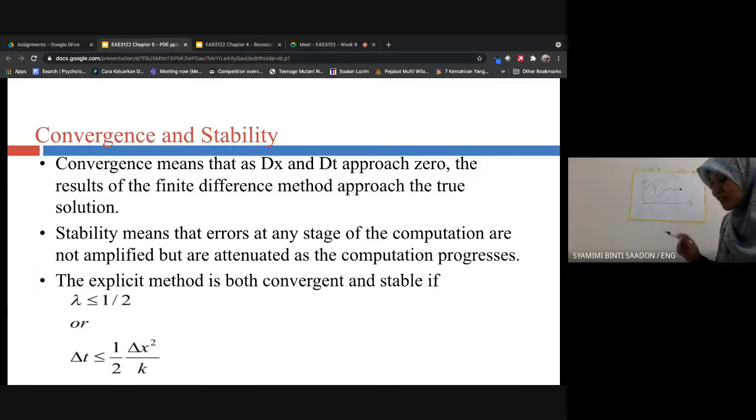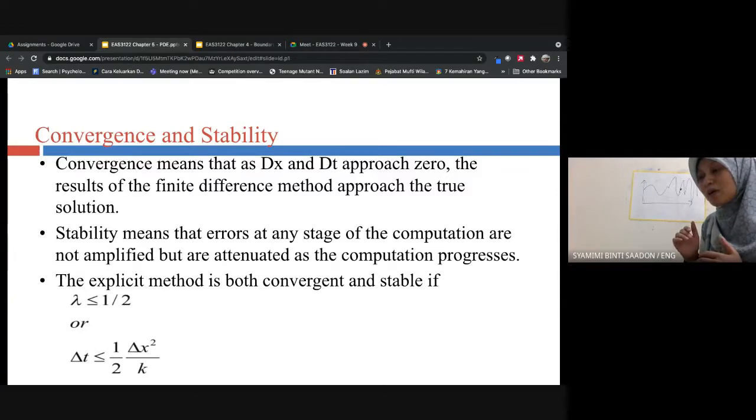If we say stability, it means that even though sometimes we have approached the exact solution, our solution keeps changing. If we draw the graphic, it's like this. Even though we have come to the exact solution, the solution keeps amplifying like that. So stability means that our function is not stabilized.